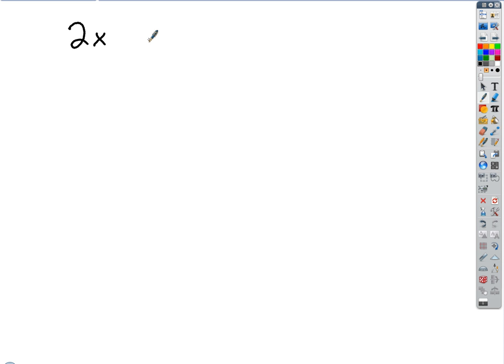2x minus 3x, and I want to factor out the greatest common factor from those 2 terms? What would it be? 1. Well, okay, 1, but can I take out a variable? I can take an x out, couldn't I? Because the x is a factor in each of the 2 terms. So if I undistribute an x, what's left behind? Well, now that's gone and that's gone, so I would just have 2 minus 3, right?